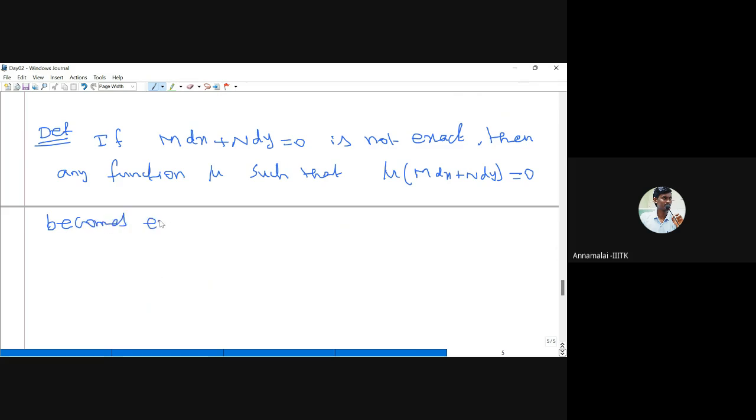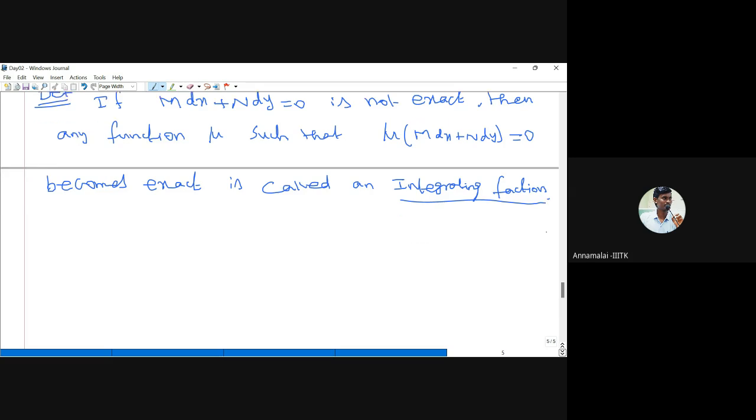Any function mu that makes this equation exact is called an integrating factor. So if the equation is not exact, we have infinitely many integrating factors. Note, the differential equation possesses an infinite number of integrating factors, not a unique integrating factor.